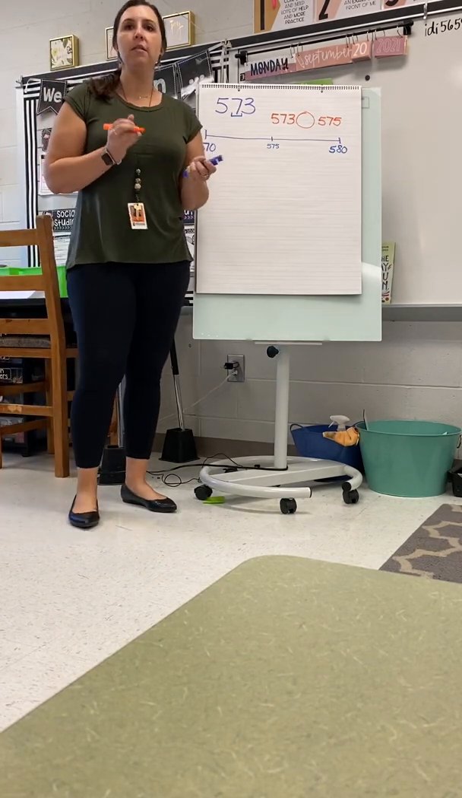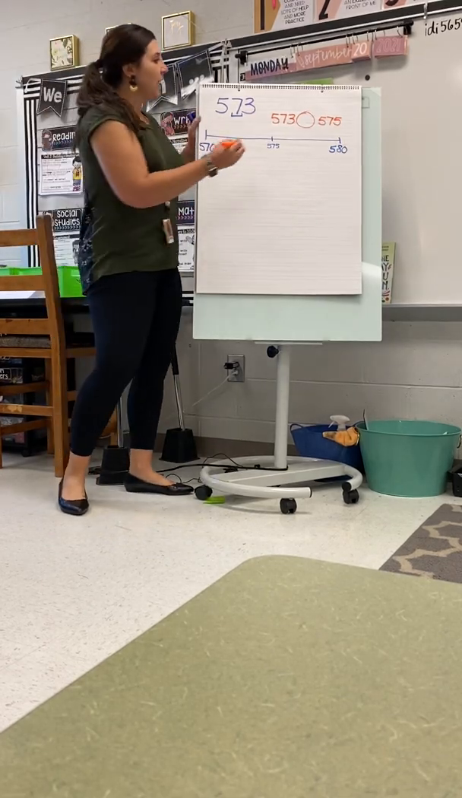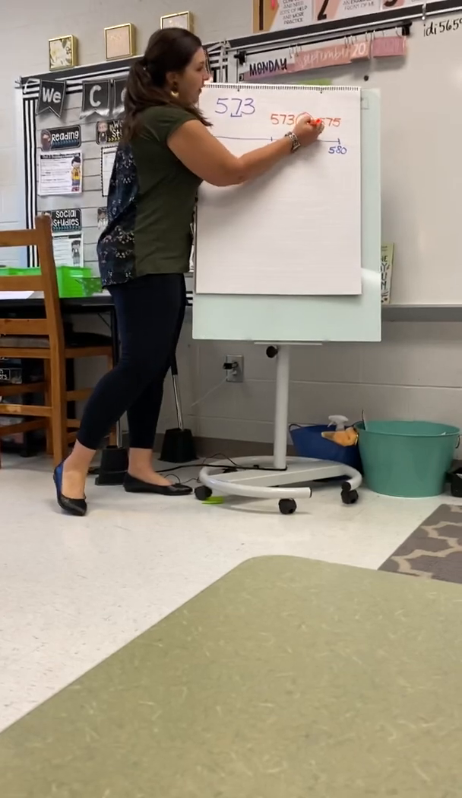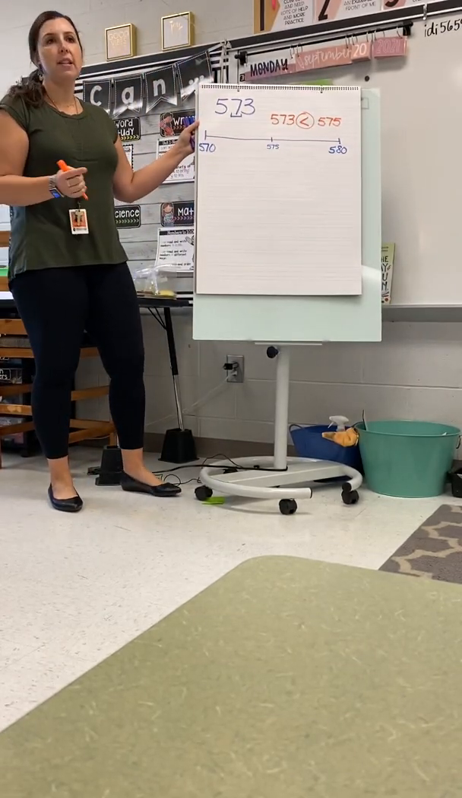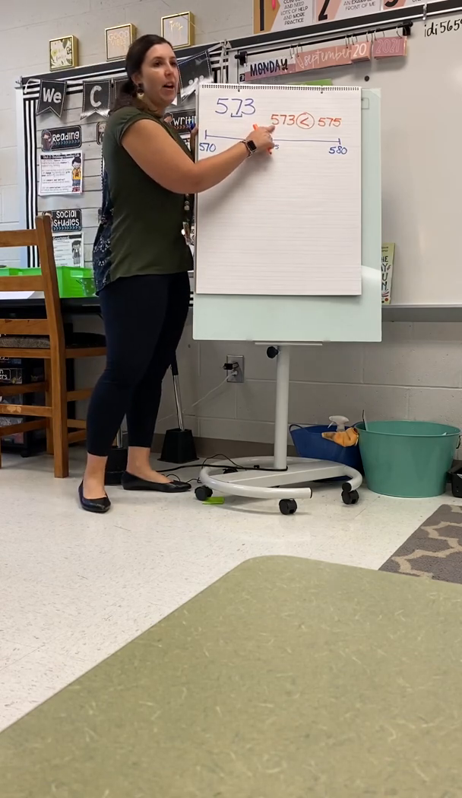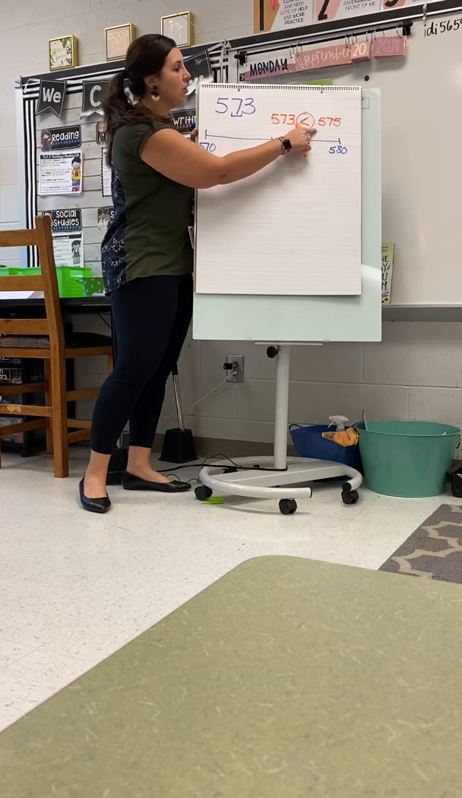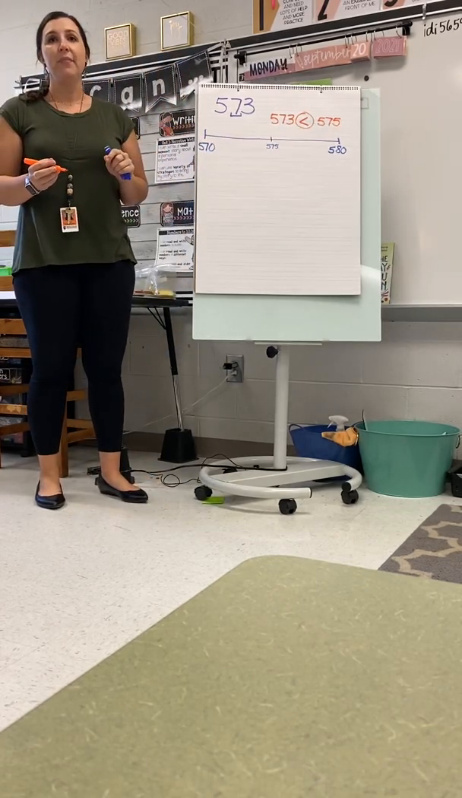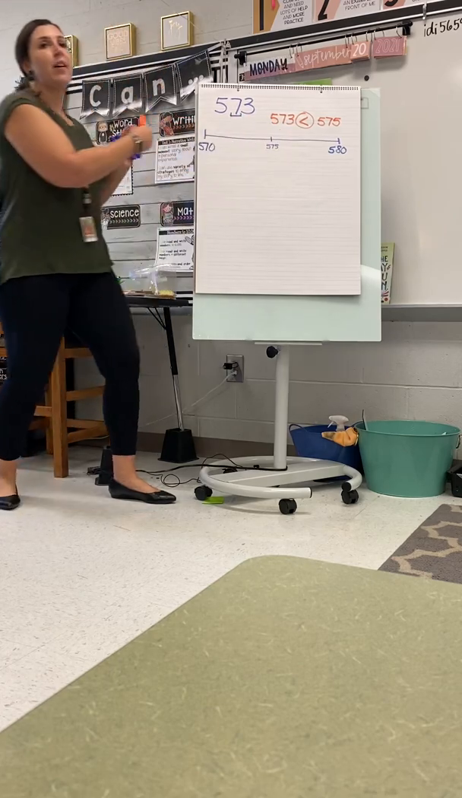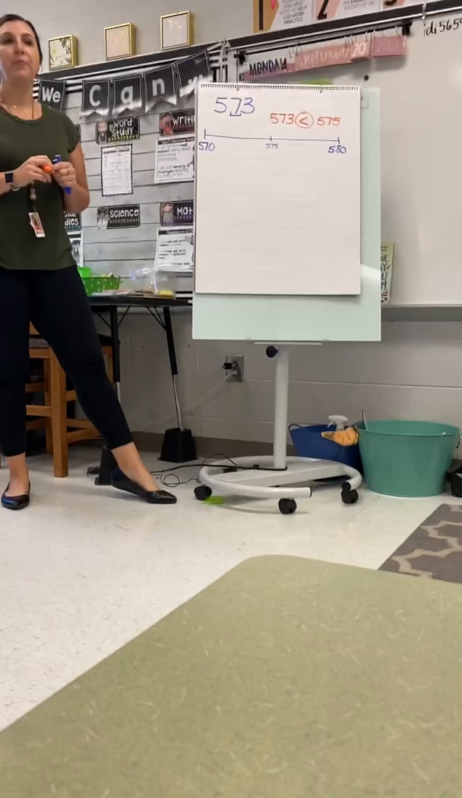Okay, show me your boards. Perfect. I see lots of people showing me that 573 is less than 575. Let's all say this together. Ready? 573 is less than 575. Okay, so if it's less than, is it going to be to the left of 575 or to the right of 575? Left. To the left.